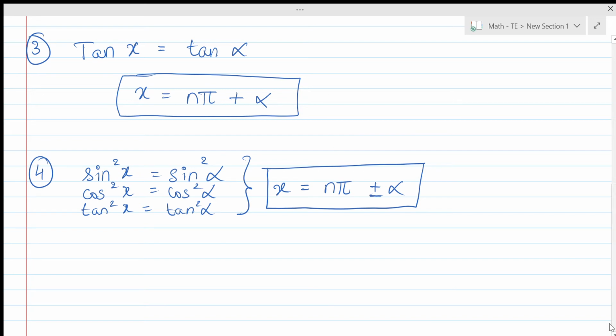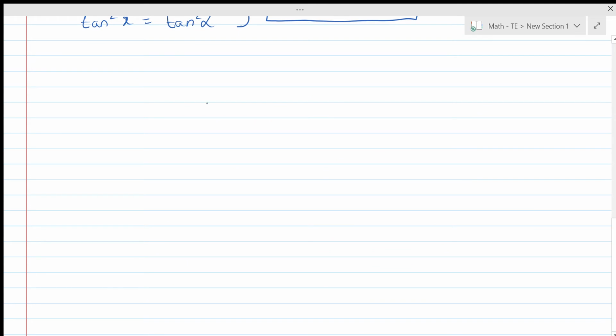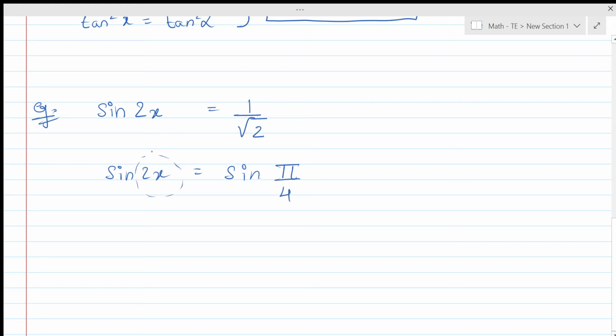Let's solve a few examples now. One example is a very simple one. We have sine of 2x is equal to 1 by root 2. Well, we know 1 by root 2 is equal to sine pi by 4. So consider this as x and this as pi by 4, or your alpha value.